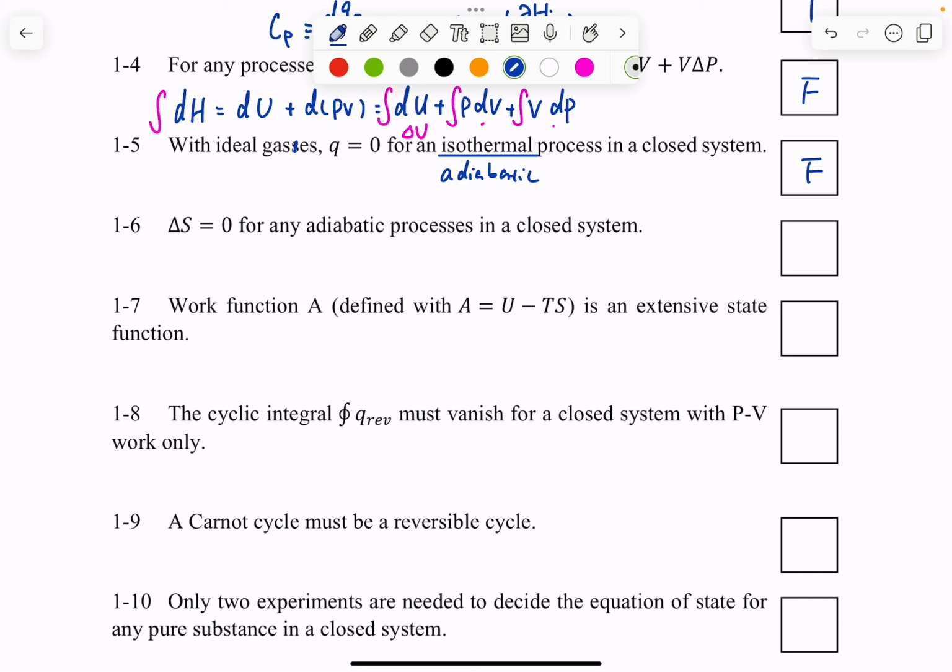Delta S equals 0 for any adiabatic process in a closed system. This is again false. We did this example together, so it is only true if we say it's reversible adiabatic. Because what we have in this question is that Q equals 0. But this process can be irreversible. Or the other way to put it is Q reversible may not equal Q irreversible.